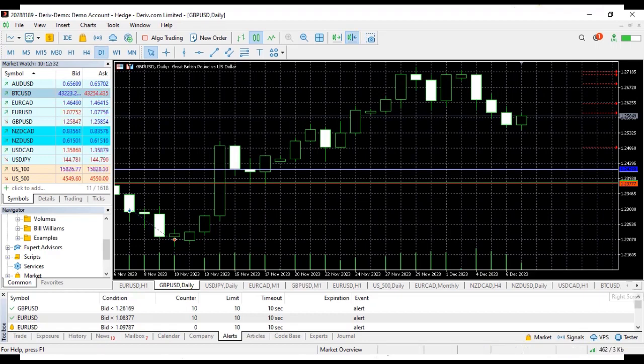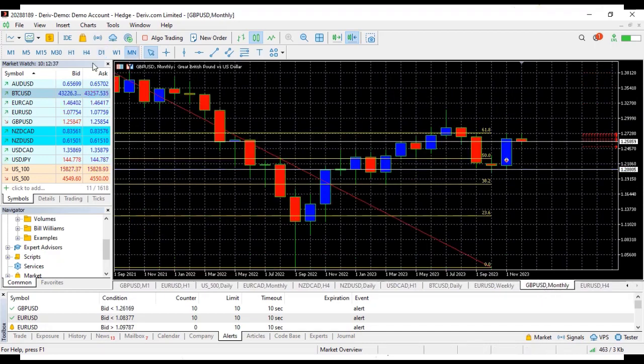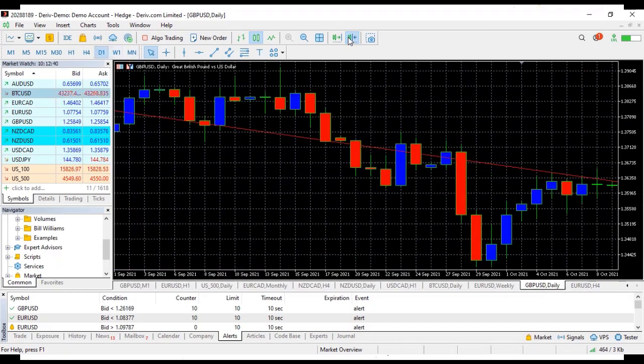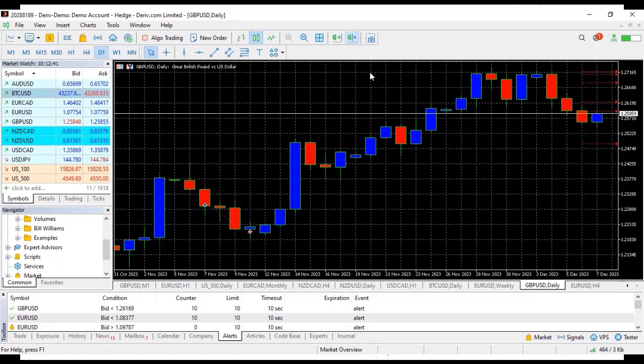Okay, let me go to a more fanciful chart because of the newbies, something that it will be easier for them to just get what's going on.